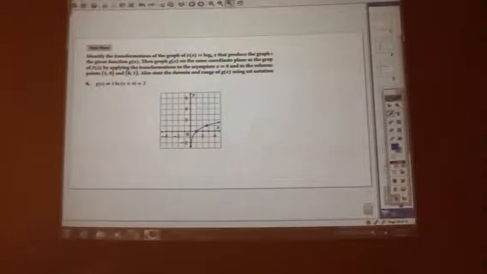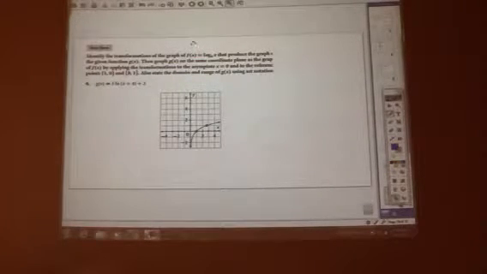Okay, continue on page, we're going to go straight to your turn on page 846. Your turn number 4. It says identify the transformations of the graph of f of x equals log base b of x that produce the graph of the given function g of x. Then graph g of x on the same coordinate plane as the graph of f of x. By applying the transformation to the asymptote x equals 0 and to reference points (1, 0) and (b, 1), also state the domain and range of g of x using set notation.